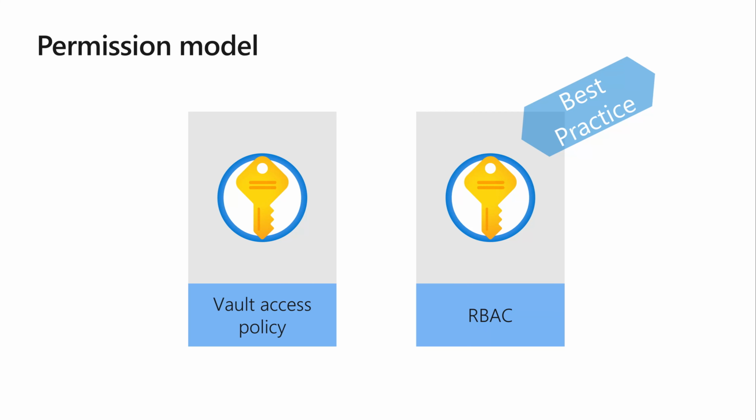Because this is actually much, much more reliable, and it's RBAC. Everything is RBAC nowadays in Azure. But why do we have Vault access policies, you might ask? Well, it's a legacy permission model nowadays. And I'm talking about this because it's really important for you to understand that you might want to migrate existing key vaults that still use Vault access policy to RBAC.